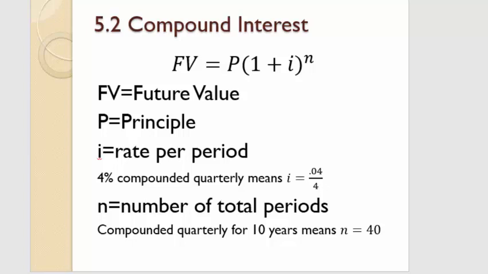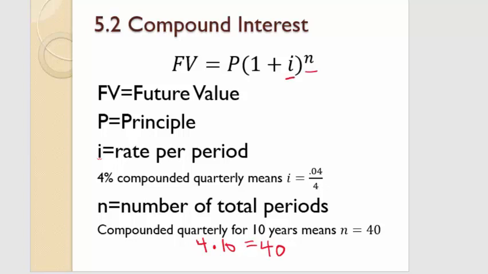So, for example, if you have a 4% interest rate, compounded quarterly, that means that you are going to earn 4% divided by 4 every single quarter. So I is equal to the rate divided by the number of periods per year. In this case, it's 4. Now, N stands for the total number of periods that you are compounding. So if you're compounding quarterly, which is 4 times a year, times 10 years, that means that you are compounding 40 times during the term. So our two new variables here are I and N.